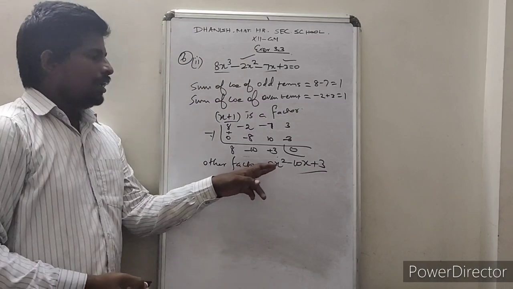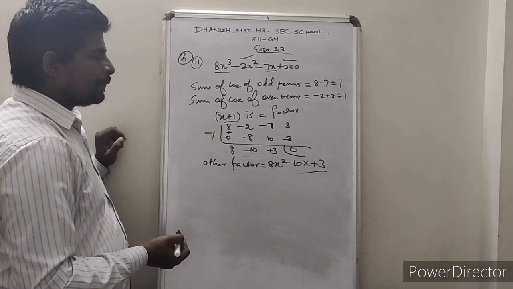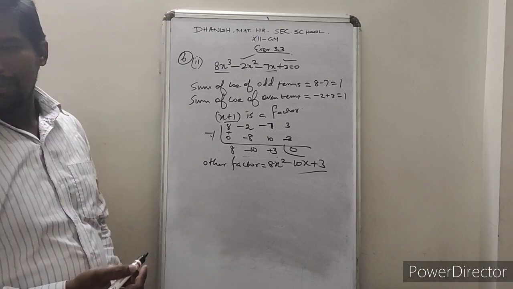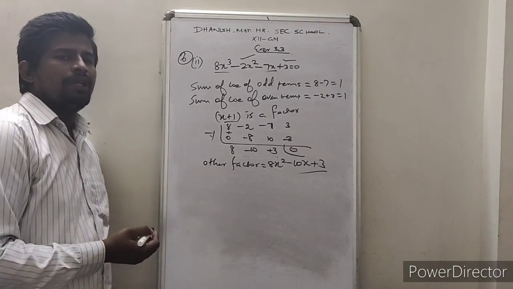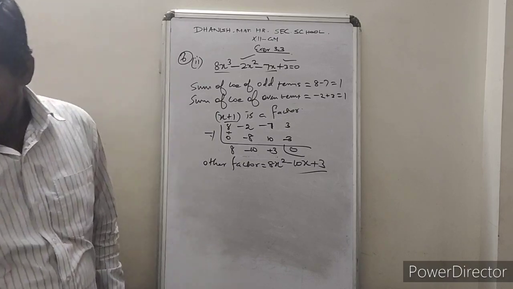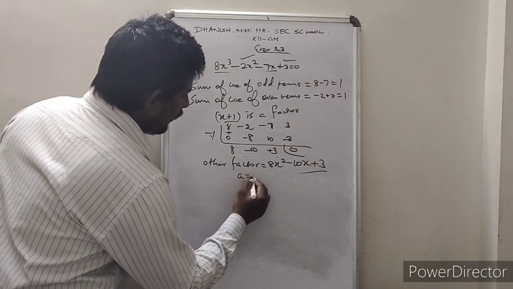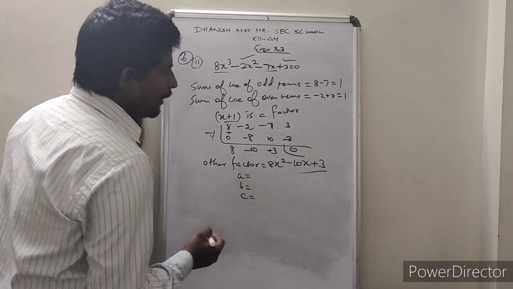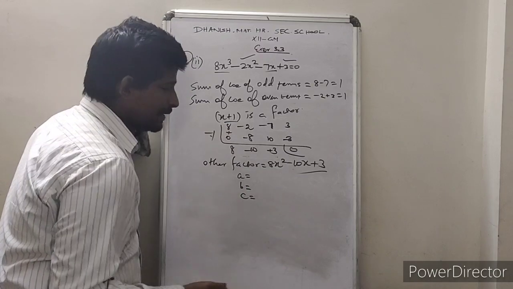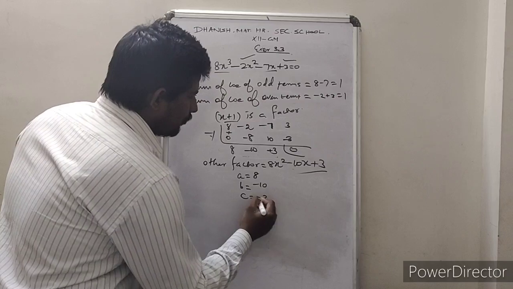Here, we can't factorize this quadratic polynomial by the splitting middle term concept. So, I am going to find the factors by using the quadratic formula method. There is one formula, the quadratic formula: x equals minus b plus or minus root b square minus 4ac divided by 2a. By using that, we can find the other roots also. Before that, we can write a, b, c by comparing this polynomial with the general quadratic polynomial. a is 8, b is minus 10, c is 3.